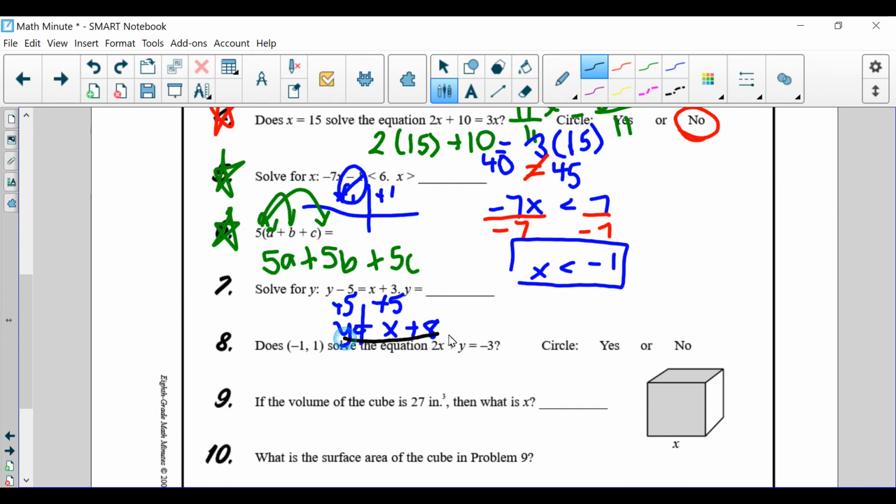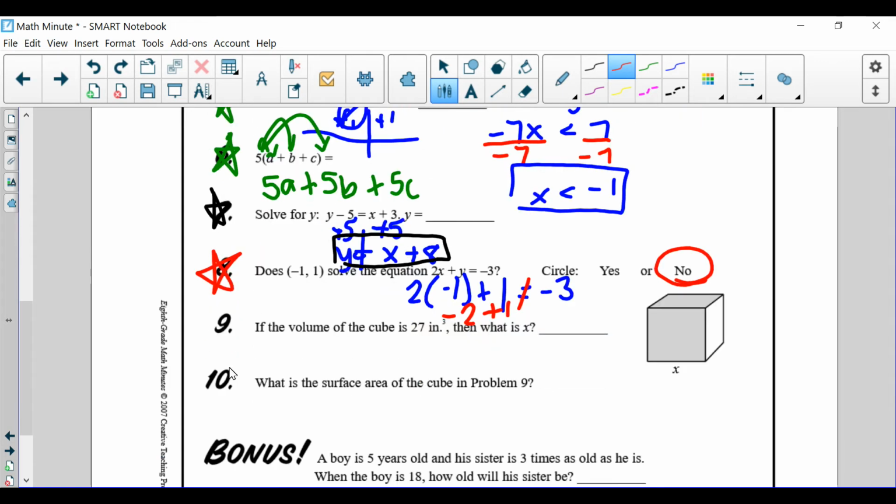So far, so good. How are you guys doing? Next, let's go over number 7. We're going to be putting in negative 1 and 1. Negative 1 for x, 1 for y. So we go 2 times negative 1 plus 1 is equal to negative 3. Is that true? I can see why that's a wrong answer, but 2 times negative 1 is going to be negative 2, and negative 2 plus 1 is going to be negative 1. So this is not true. It's no.